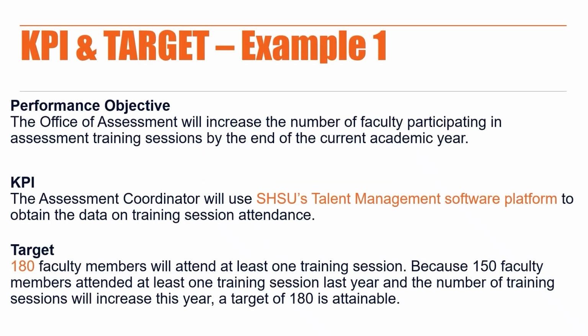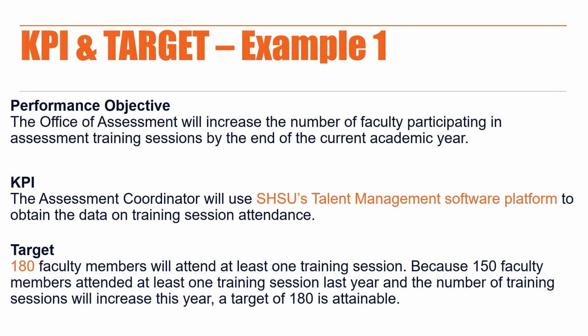Let's begin by revisiting the performance objective. The Office of Assessment will increase the number of faculty participating in training sessions by the end of the academic year. To measure this objective, the KPI identifies the data source as the university's talent management system, which tracks training attendance. The target is 180 faculty participants, which was selected based on prior attendance and the planned increase in training opportunities. Because both the KPI and target are directly aligned with the objective, the unit can clearly determine whether participation has increased as intended.